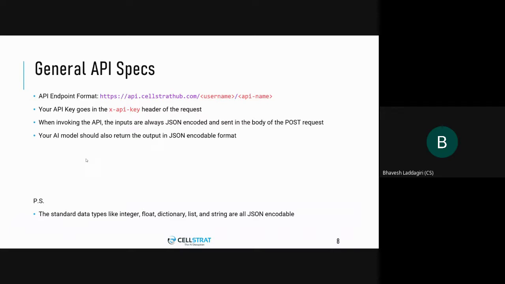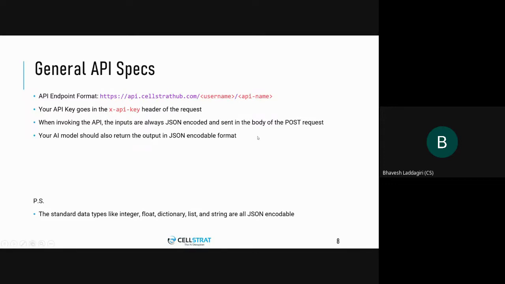Generally with CellStrat Hub API, this is how the deployment works. After you deploy it, it is deployed as an API. I hope everyone knows what an API is. It's basically an endpoint or a URL where you make different kinds of calls, HTTP requests. Specifically this is a REST API. You can make a post request. Post means you send some data from your end and the server responds with something. You send something and you get a response. That is called post in simple language.